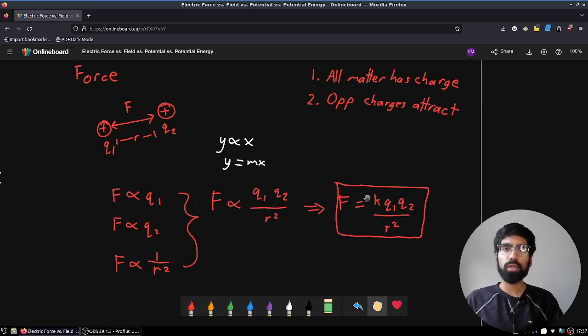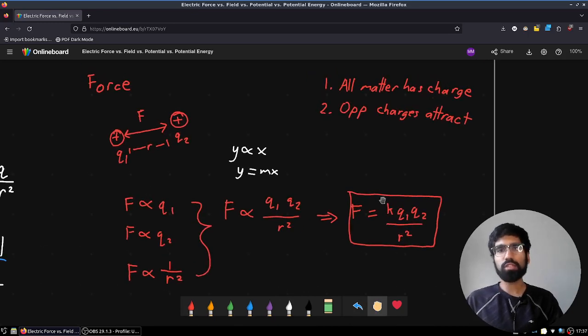So the key takeaway here is that this equation, the reason it is the way it is, is just telling us that the force grows when either of the charges grow, and it goes down by the square of the distance.